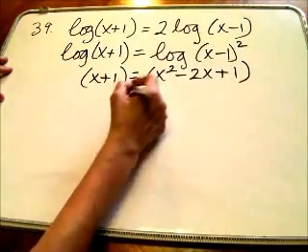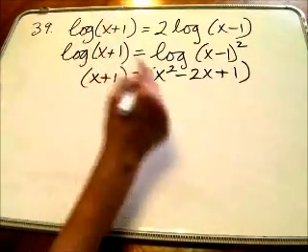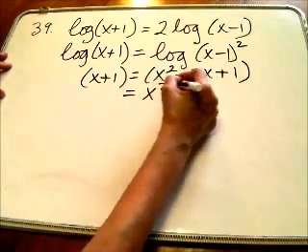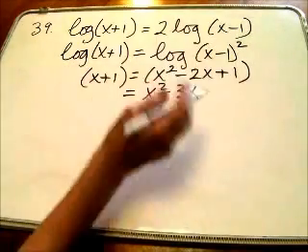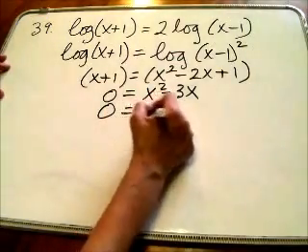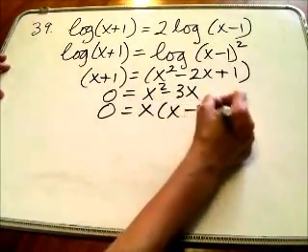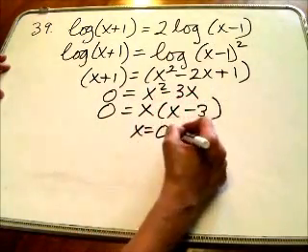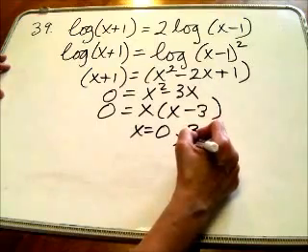All right, let's bring everything to the right. I'm not sure why I kept the parentheses. X squared minus 3x. Oh, and the 1 cancels. Cool. That equals 0. So then we can factor out an x, and we get x equals 0 and x equals 3.